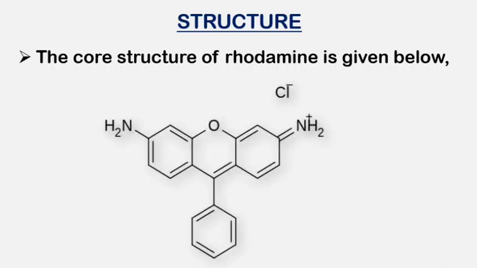This is the core structure of rhodamine. It is called the core structure because the structures of the rhodamine dyes consist of this particular structure with a little bit of variation in it. This structure consists of a xanthene compound in which a phenyl ring is attached, and there are also two amine groups directly attached to it.